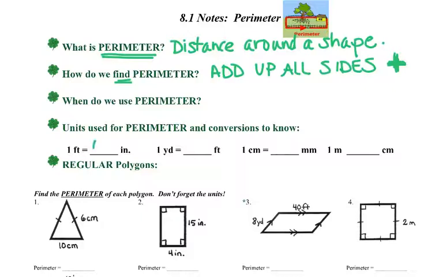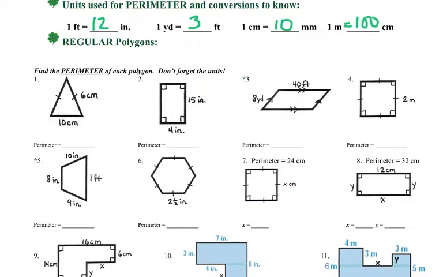We're going to need to remember things like 1 foot is 12 inches. 1 yard is how many feet? 3. Do you remember how many millimeters in a centimeter? 10, right? And how many centimeters in a meter? Right, 100. So those are just some basic things that we need to remember.